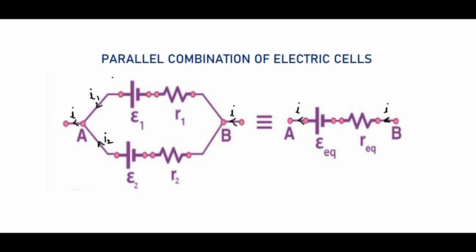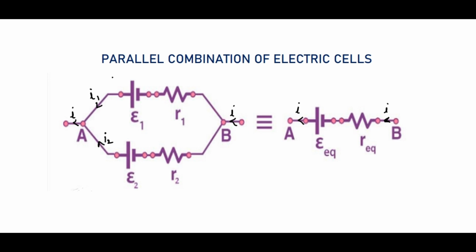Hello students, in this video we are going to discuss the parallel combination of electric cells. Here in this diagram I have taken two cells of EMF E1 and E2 and internal resistances R1 and R2 as shown. The two positive terminals of the cells are connected to point A and the two negative terminals of the cells are connected to point B. Now these two cells are said to be in parallel combination.